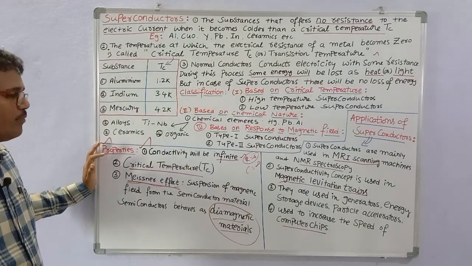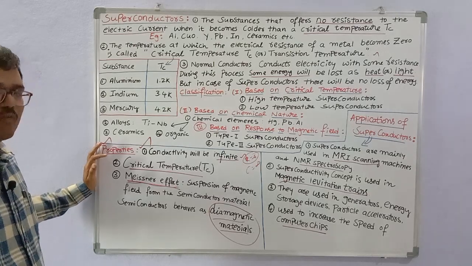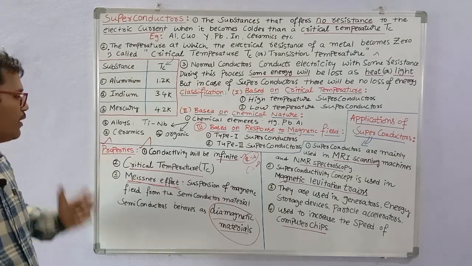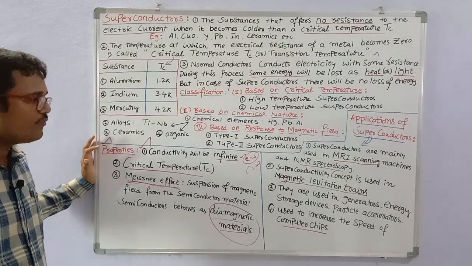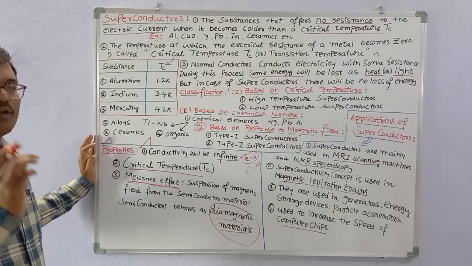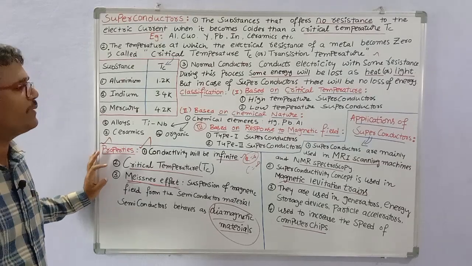So they virtually expel the magnetic field from their internal structure. That effect is called the Meissner effect, the expulsion of a magnetic field from the material in order to become a superconductor.